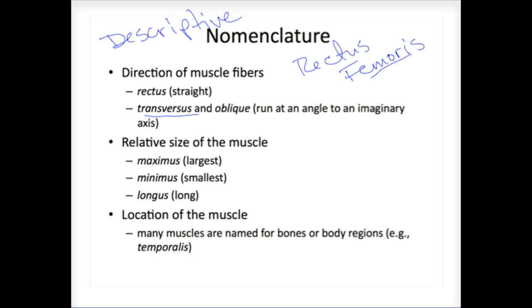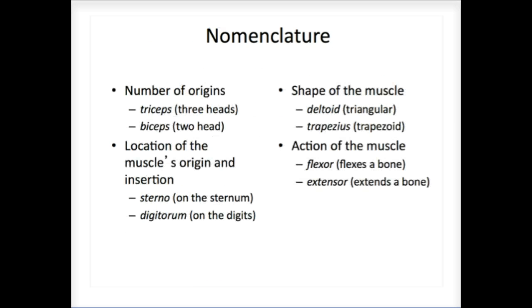You also see it in terms of size of muscle. We have gluteus maximus, gluteus minimus, gluteus medius. Okay, you see it with longus. You can have a longus versus a brevis. Brevis means short. Location: temporalis, the frontalis, the occipitalis. Again, the femoris. You get the idea. You see it in other ways with the number of origins, triceps versus biceps. I have the biceps femoris versus the biceps brachii. The brachii tells you arm, femoris tells you leg. So we have two different areas that have biceps. But again, the main point there is two heads.